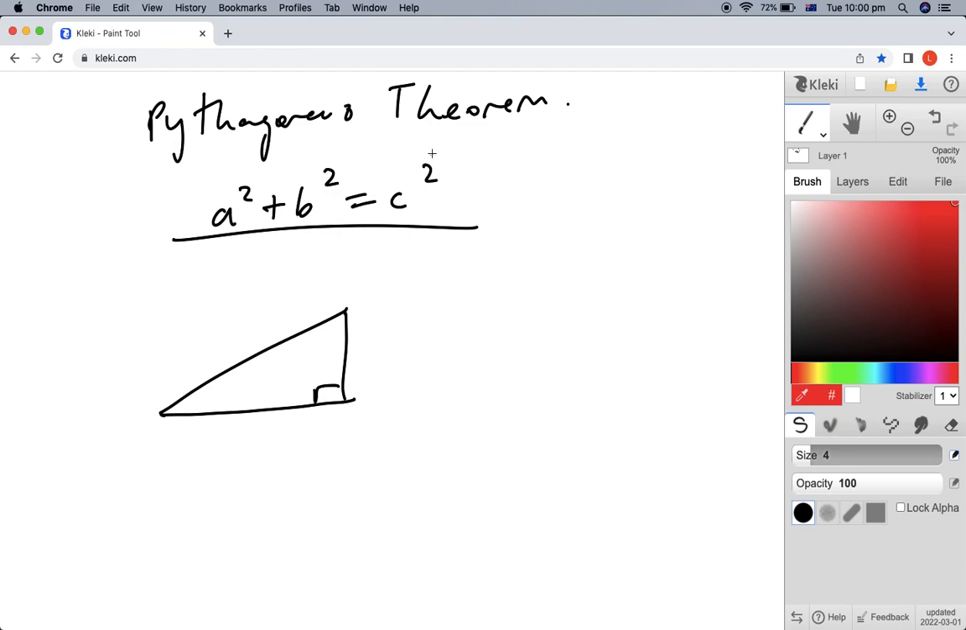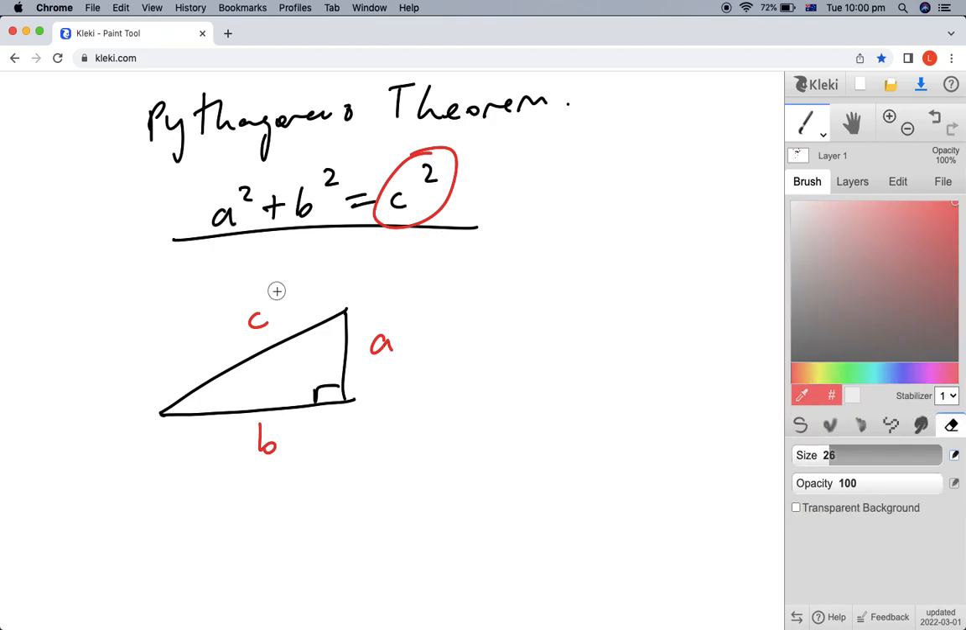So how it always works is the c squared is always the longest side, so it's always the hypotenuse. That would always be c squared. And a squared and b squared are interchangeable. This can be a, this can be b. And don't mind me here, it should just be c. Whether this is b or this is a, it doesn't matter. But the c is always the hypotenuse, given by here.